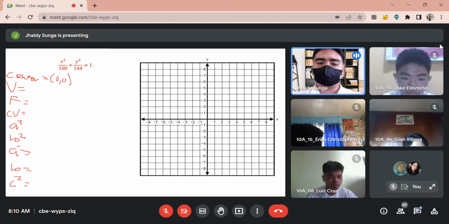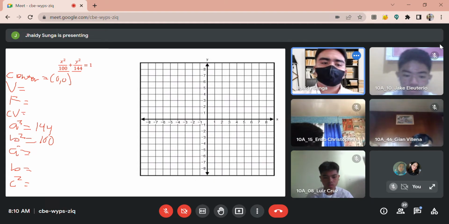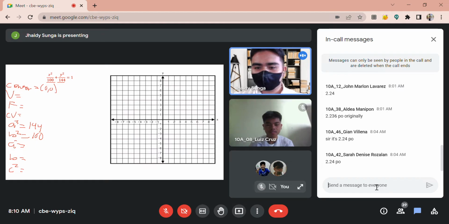So let's write what are the values of your A squared and B squared. What is your A squared? That is 144. And your B squared is 100. So in order for us to find B and A, we are going to have the radical sign on both sides. So what is the square root? I will not put the radical sign already so that you will practice yourself. If you are going to find B, what's the value of B? Kindly type in the comment section.